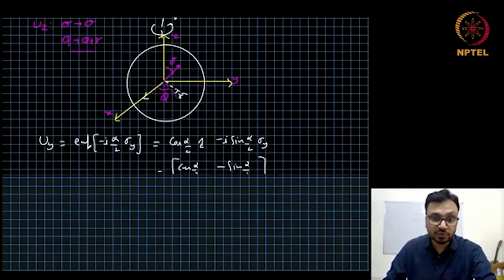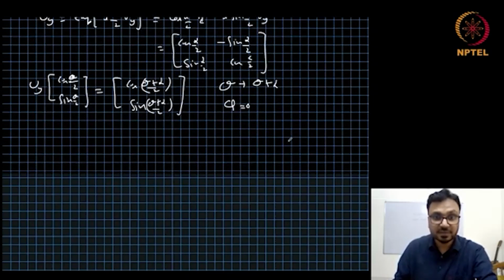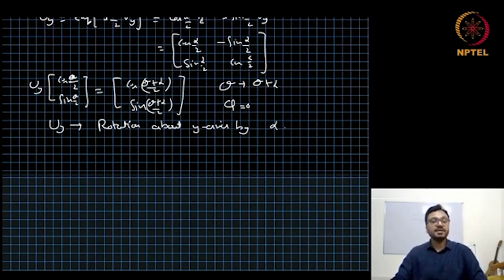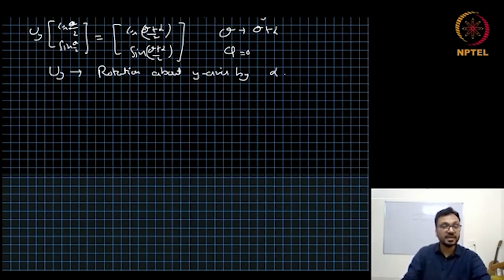So that will correspond to theta going to theta plus alpha, so the change is alpha. So this will correspond to rotation about the y-axis by an amount alpha. In that way, the rotations caused by just sigma y matrix or sigma x matrix or sigma z matrix, they are the rotation about x, y, and z axis by the corresponding angle.